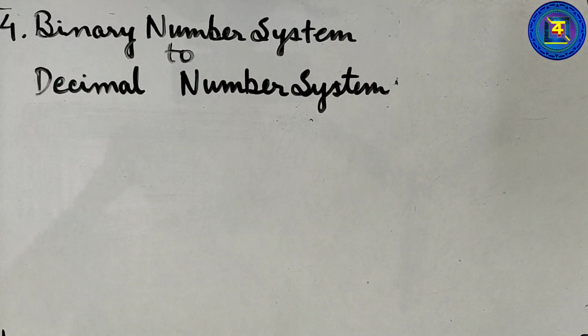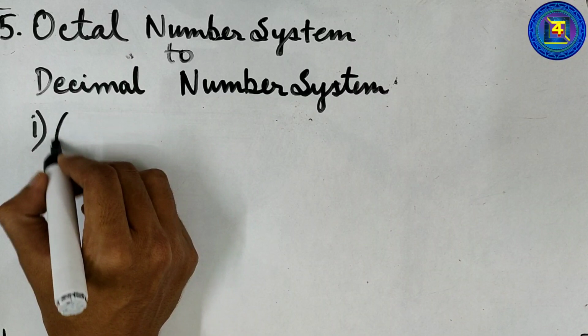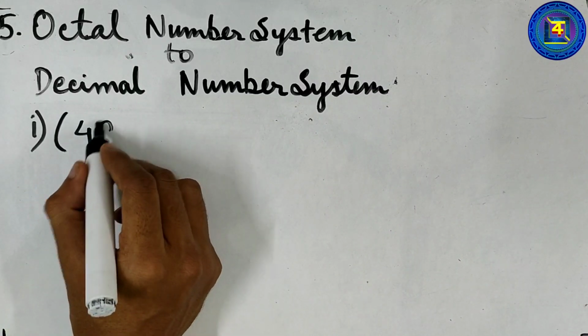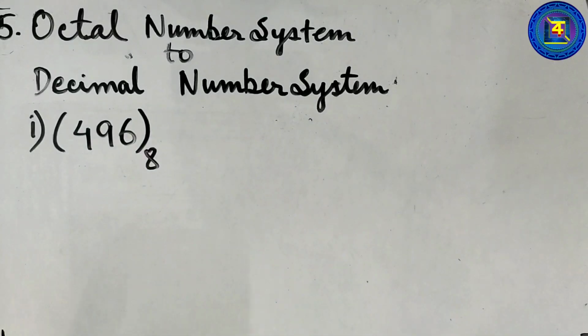So stay tuned, and now I am going to move to the next conversion, that is octal number system to decimal number system. So let us begin with a very first question. Let's say 496. Okay, now what is so unique about this? If you can find it, just pause the video and send it in the comment section what unique or maybe what's wrong in the question.